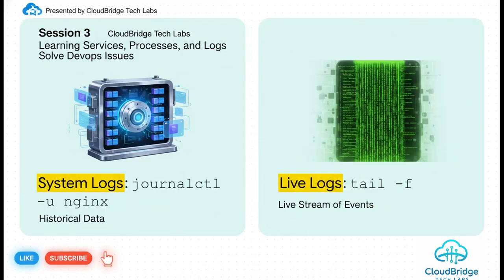Once you find them, how do you actually read them? Well, we've got two stellar commands for this. To pull up an organized history of system logs for a specific service, use journalctl -u nginx. But if you are actively hunting down an error as it happens, you use tail -f on the actual file, like /var/log/nginx/access.log. That streams the events right down your screen in real time. It is a total game changer.